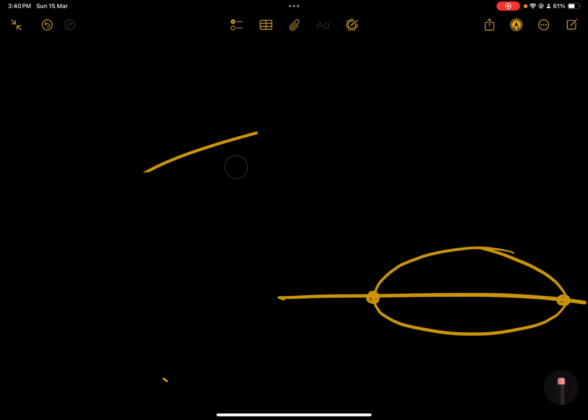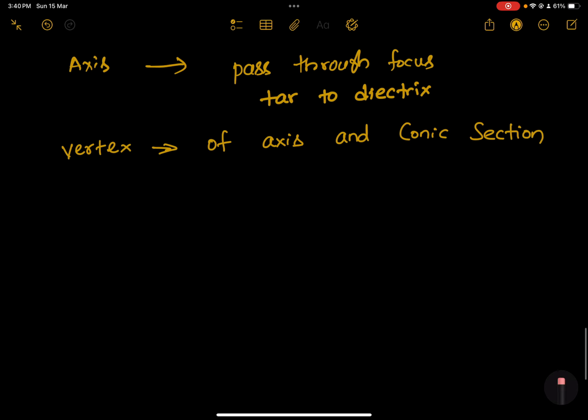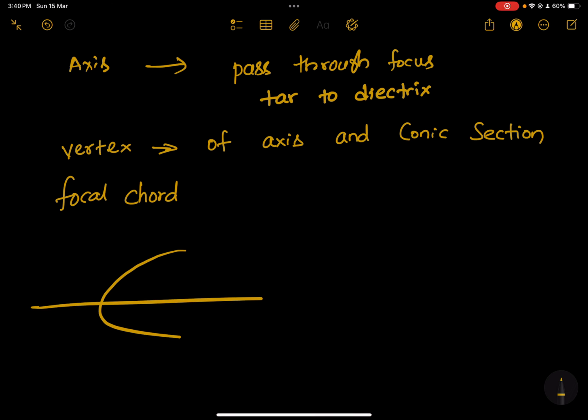And the next thing that we are going to understand is focal chord. So what is a focal chord? A focal chord is any chord that passes through the focus. So you have your parabola something like this, you have the directrix here, this is your axis and this is your focus. So any chord that passes through the focus. This endpoint should lie on the conic section, this endpoint also should lie on the conic section, and this should pass through the focus. So this is the focal chord of a conic section.